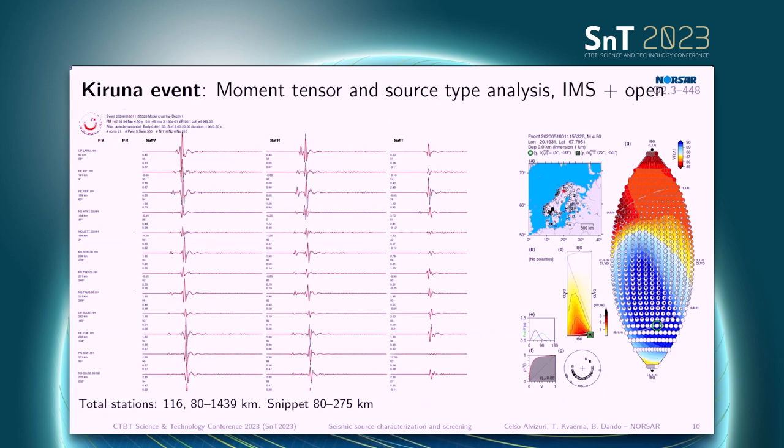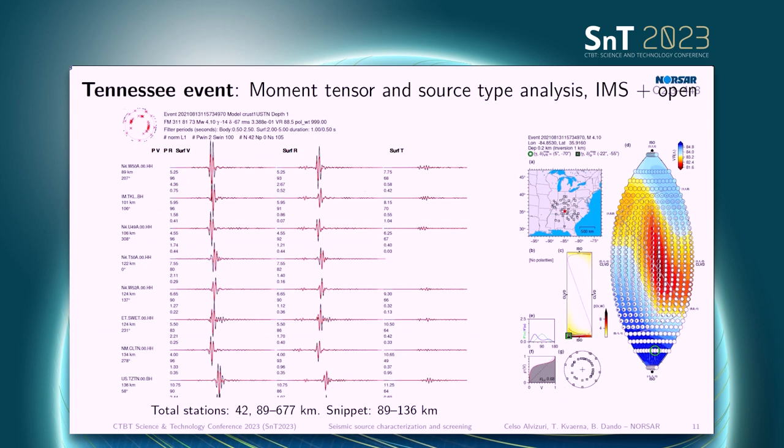Using a similar approach, again, I analyzed the Tennessee event. On the left panel, the red are the synthetic and the black is the observed. So there's a good match between the observed and the synthetic. And the best fitting solution again shows at the bottom of the lune. So that's the negative isotropic domain. That's a collapse, as expected.